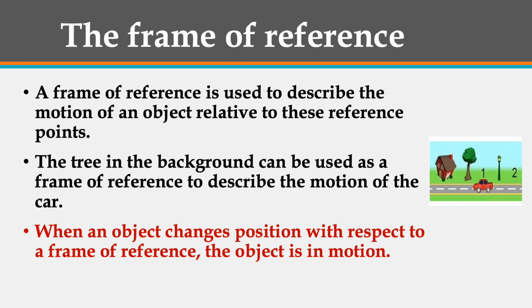We call this a frame of reference. What is a frame of reference? A frame of reference is used to describe the motion of an object relative to reference points. For example, a tree in the background can be used as a frame of reference to describe the motion of the car. When an object changes its position compared to another fixed object, the object is in motion.